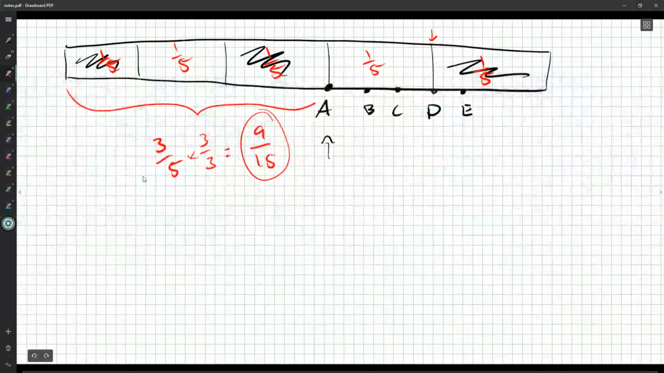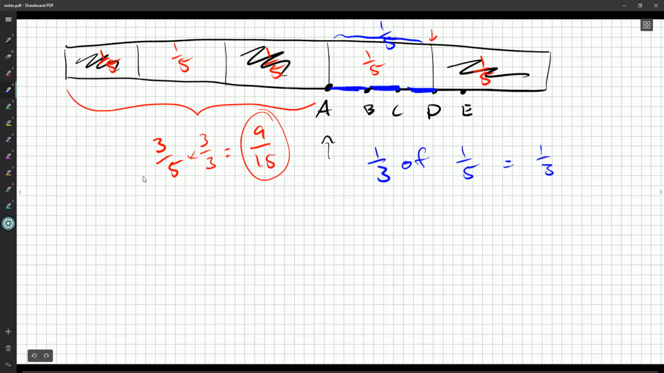Now, they tell us in the question A, B, C, and D are equally spaced apart. So if the length of one of the regions, the shaded or unshaded regions, is 1/5, how wide is the distance from B to C? Well, there's 1, 2, 3 copies of this distance that make up 1/5. So the distance from A to B, or B to C, or C to D, or D to E is 1/3 of a 1/5 of the ribbon. So 1/3 of 1/5, well, that's the same as 1/3 times 1/5. So each of these distances is 1/15.